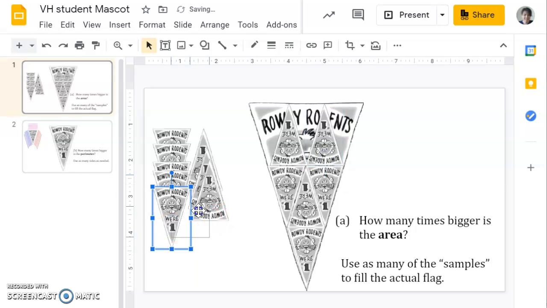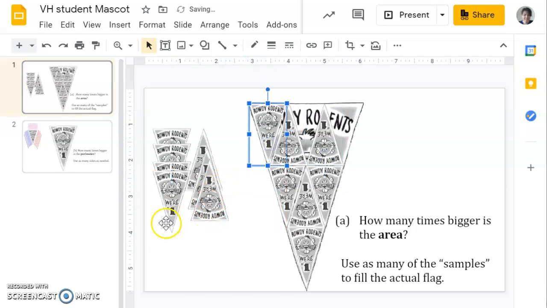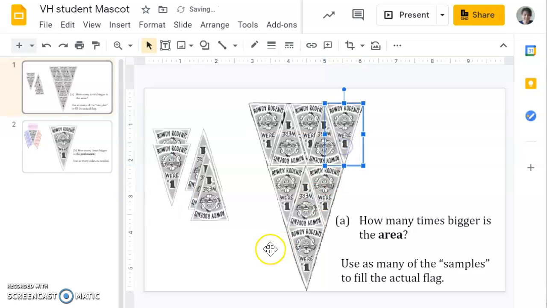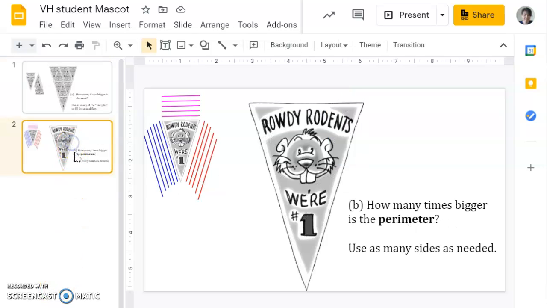You should have found how many of the samples you can fit into the actual flag. You should have been able to fit in 1, 2, 3, 4, 5, 6, 7, 8, 9 of them. The scale factor was 3, but the area increased by 9. That's because we needed to multiply 3 times 3, not just 3. What about perimeter?